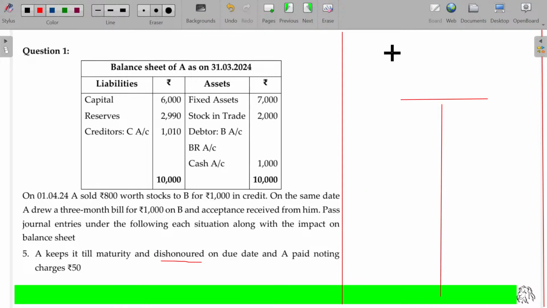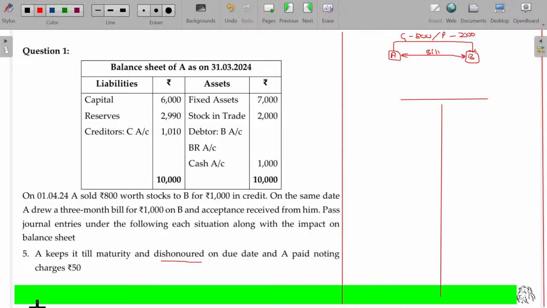You know the first aspect is the same, A and B. These diagrams are not required, they are for your understanding only. Don't write this in your exams. If you want, you can show it, no issues. Goods worth 800 rupees are sold by adding 200 profit. Bill is drawn and accepted.